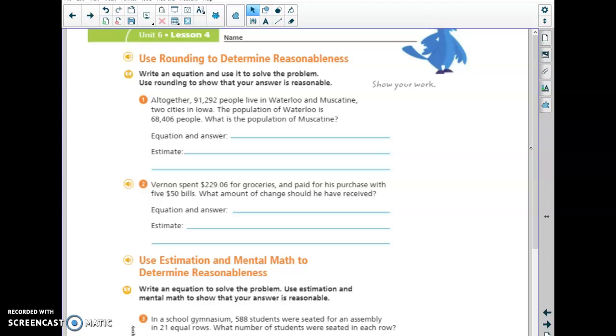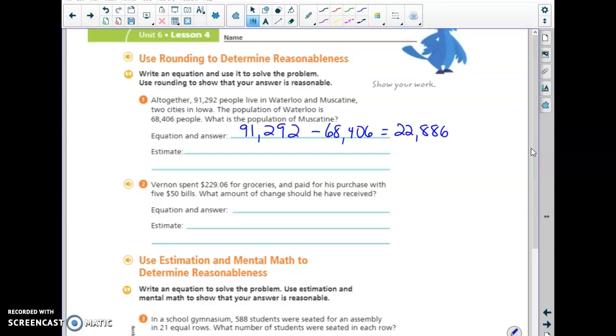Okay, pause the video for a moment. See if you can come up with your equation and answer it. Did you get it right? 22,886 people. The estimate, usually we use front end rounding. You could probably round this to 91,000 if you wanted, or 90,000. I like to make it easy on myself, so I would just round it to the 90,000, and then again do the front end rounding here, and I would round that to 70,000.